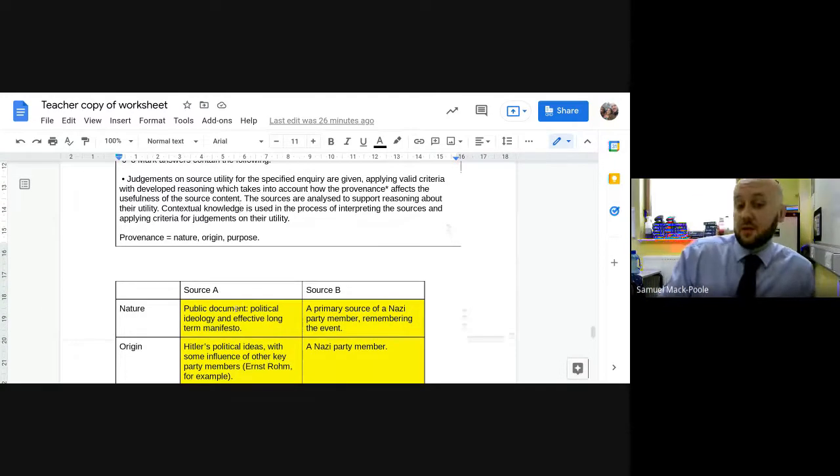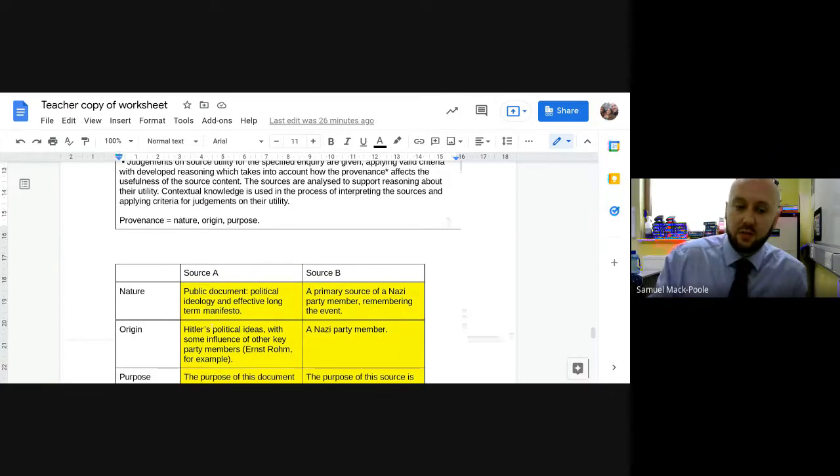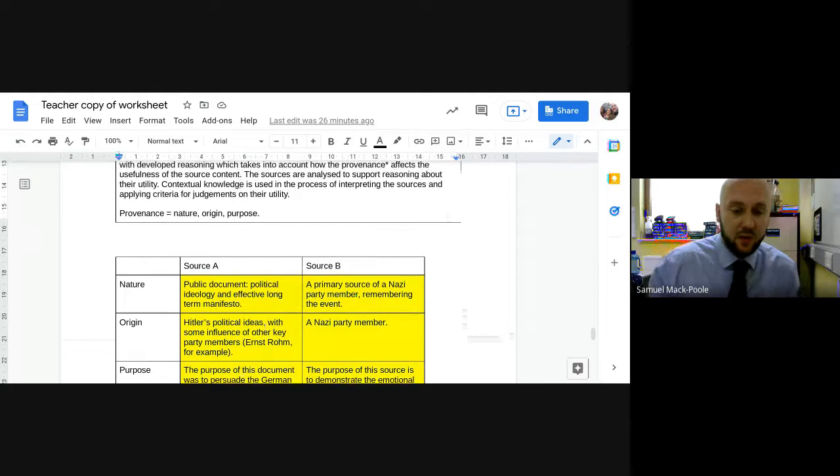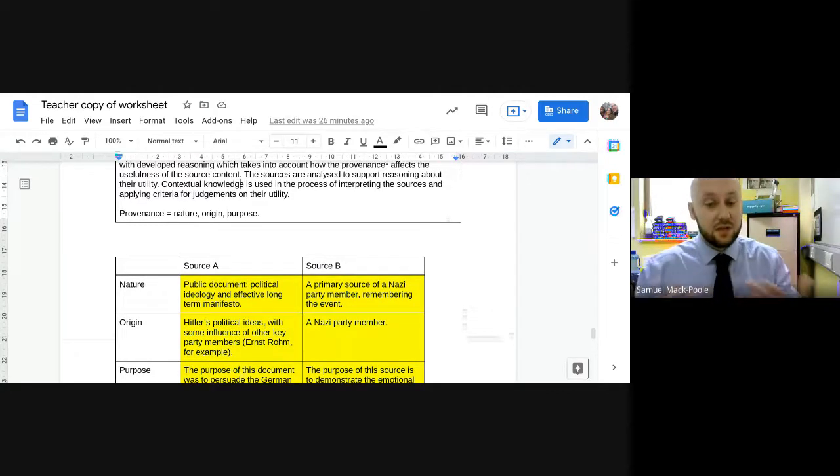Well, it's a public document. It's the political ideology and effective long-term manifesto of Adolf Hitler. Okay, so that's the nature of the source. And obviously it was embraced by the Nazi Party as well. So what's the origin? Well, it's Hitler's political ideas with some influence of other key party members. I'd expect Ernst Röhm would have a definite impact on that, especially on the more socialist ideas in the 25-point plan. So we know that the 25-point plan, and this is the contextual knowledge that you'd bring, was both nationalist and socialist.